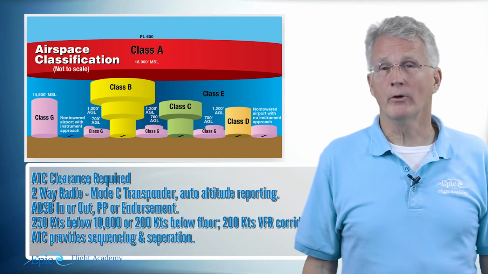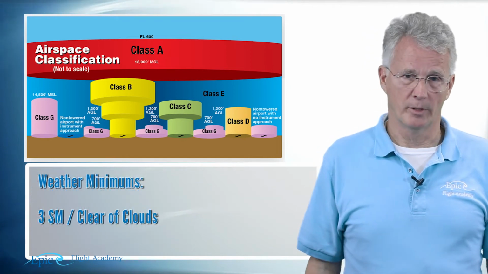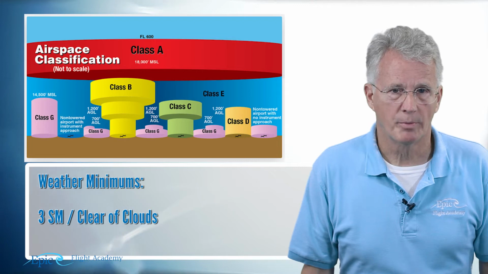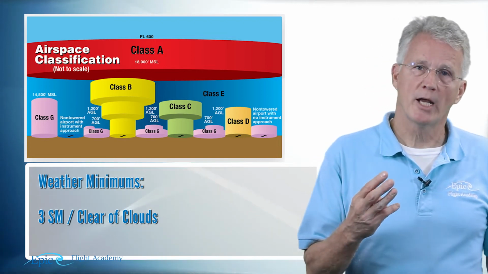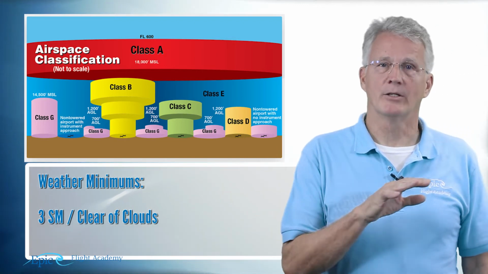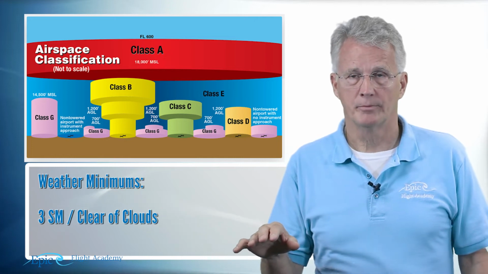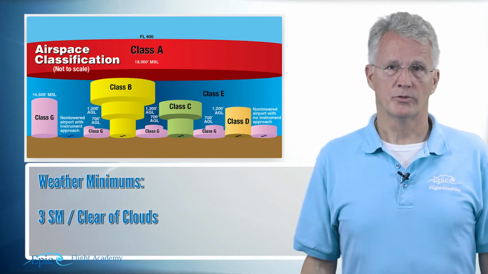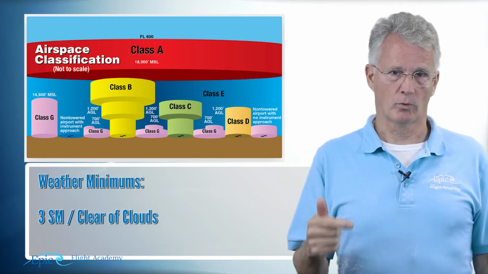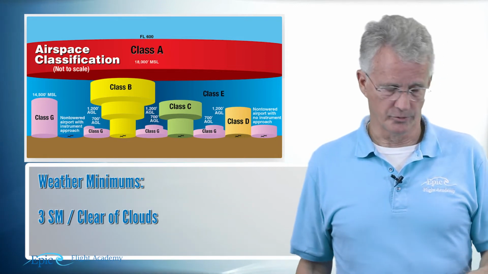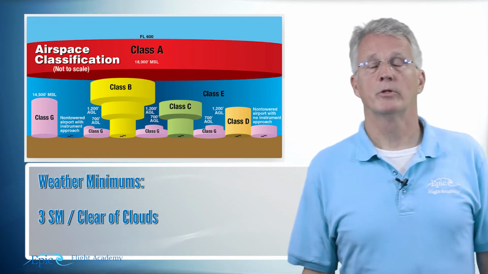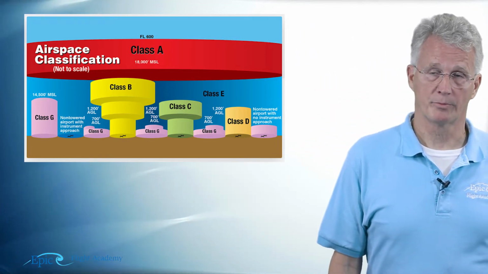Okay, and then thirdly, weather minimums. The weather minimums in Bravo airspace are 3 statute miles of visibility and clear of clouds, unless, of course, I'm flying on an IFR flight plan. So we have dimensions, we have requirements, we have weather minimums. So we've talked about Alpha airspace, and we've talked about Bravo airspace.